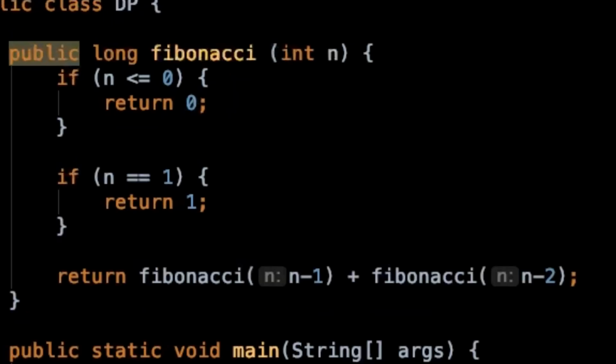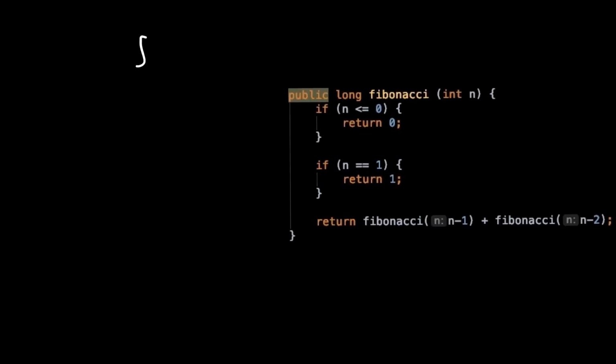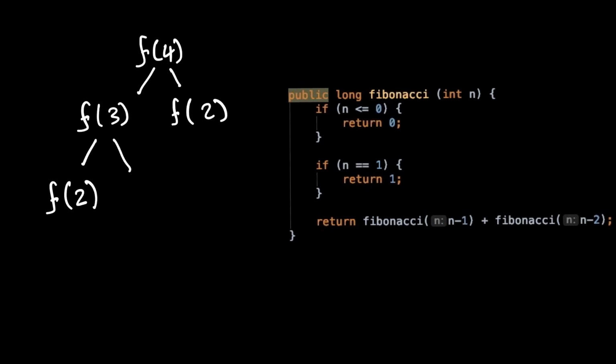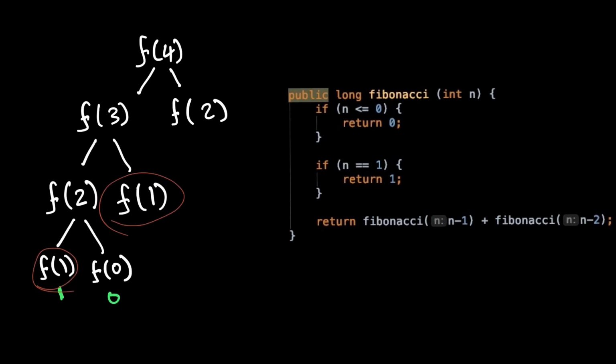Absolutely right. Let's trace the solution on paper. Let's say we need to calculate Fibonacci of 4. Fibonacci of 4 is Fibonacci 3 plus Fibonacci 2. Fibonacci 3 is Fibonacci of 2 plus Fibonacci 1. Fibonacci of 2 is Fibonacci of 1 plus Fibonacci 0. Fibonacci of 1 is 1, Fibonacci of 0 is 0. Here is the overlapping problem that we have.